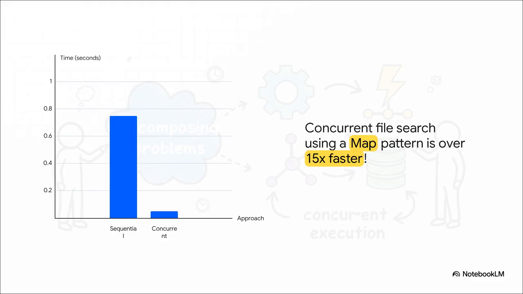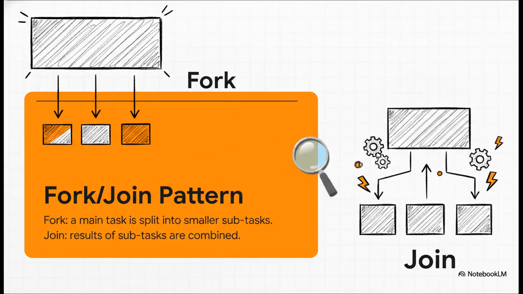And the speedup you can get from this can be absolutely mind-blowing. Just look at this chart. It shows a simple file search. Doing it the old-fashioned sequential way, one file after another, takes three-quarters of a second. But when we use a concurrent map pattern to search a bunch of files all at once, that time drops to less than five hundredths of a second. That is a massive difference, like a 15x speedup. It's just incredible. Now, a slightly more advanced pattern for data decomposition is called fork/join.